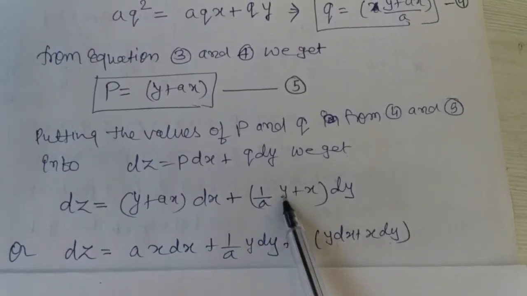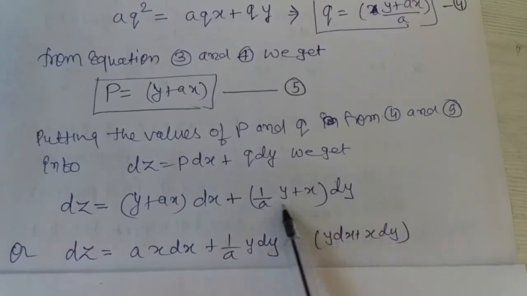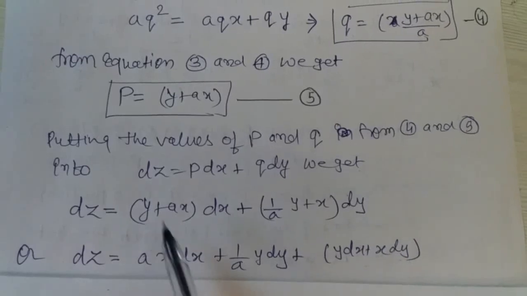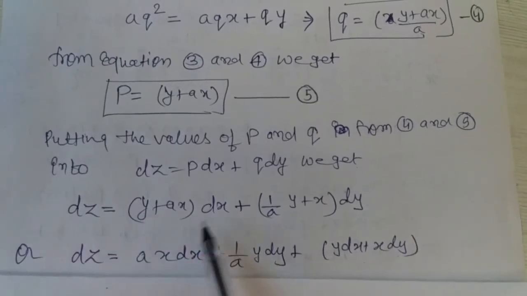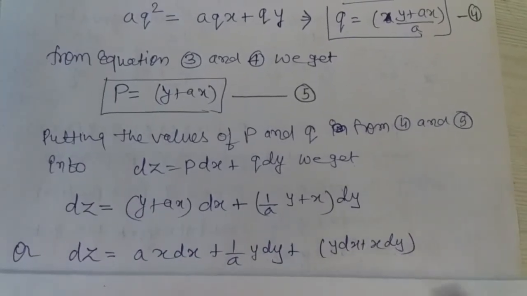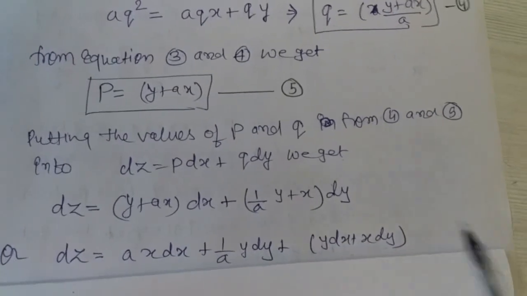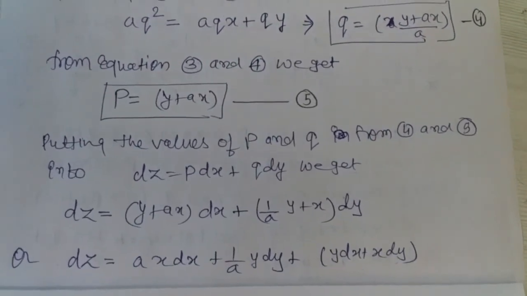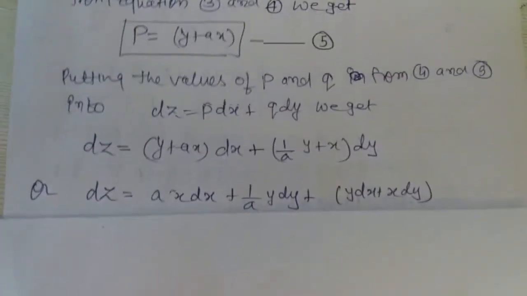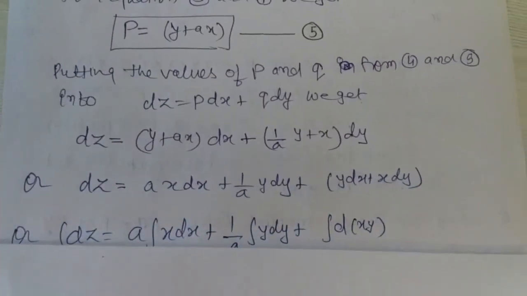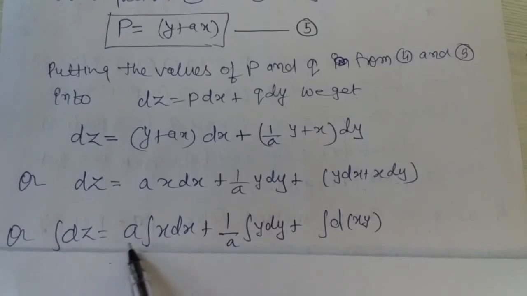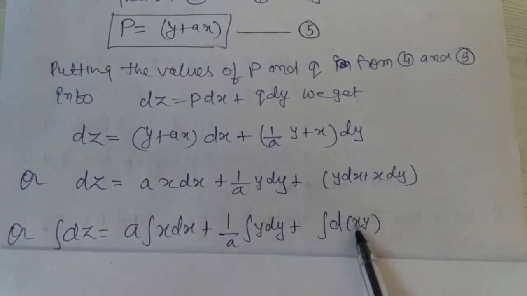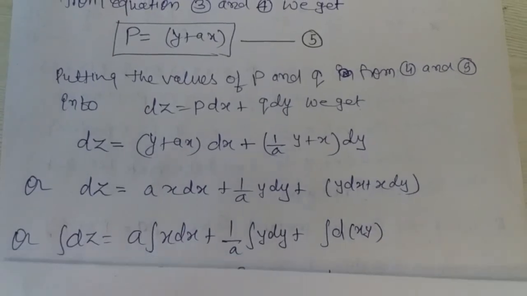Further, 1 upon ay dy, also in this term the variables are separated, plus the remaining two terms y dx plus x dy. Now look at this term y dx plus x dy. This is the derivative of x into y. So we write dz equal to ax dx plus 1 upon ay dy plus derivative of xy.